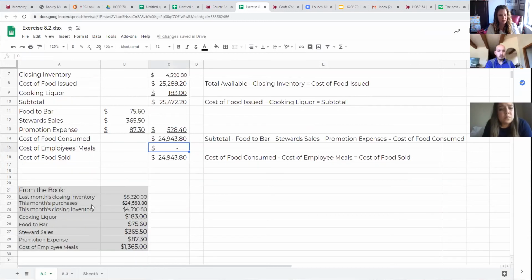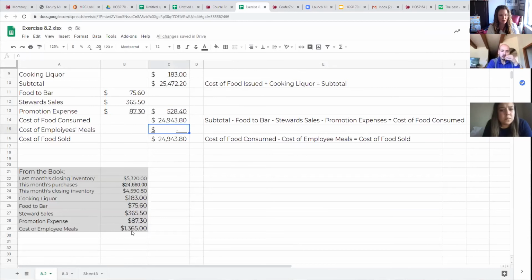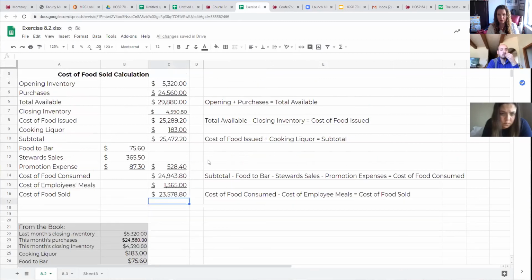Now we're going to look down at the bottom. It's going to say cost of employee meals is $1,365. And here at the bottom, we've got our cost of food consumed minus employee meals equals the cost of food sold. Okay?